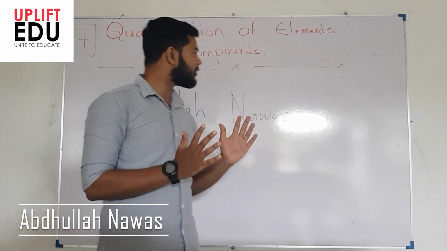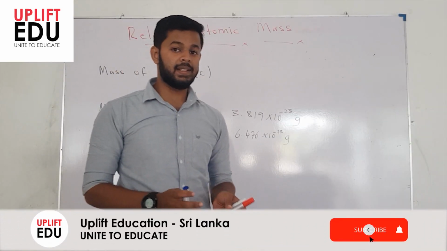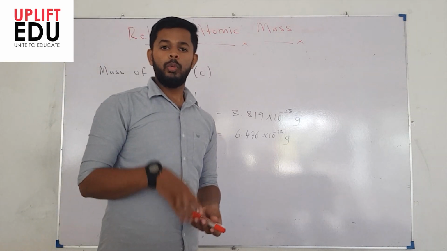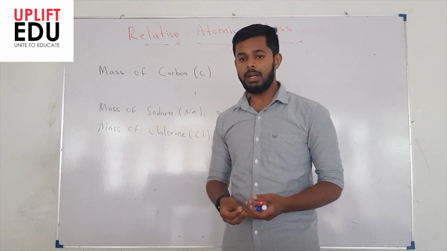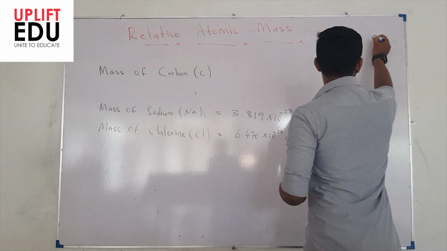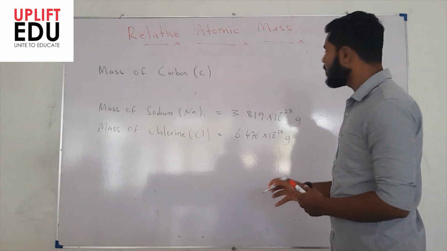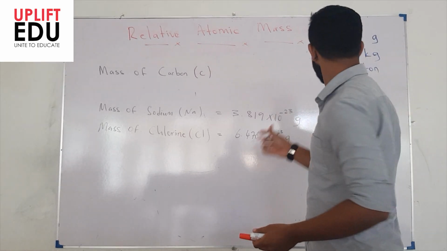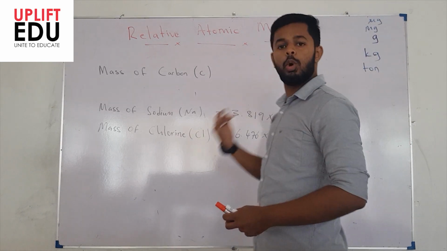Let's start the first subtopic, relative atomic mass. So students, in today's session, the first subtopic we are going to discuss is about the relative atomic mass. We know all objects have a certain mass, right? For example, certain masses we measure in grams, certain masses in kilograms, certain masses in tons, and some even smaller masses we can measure in milligrams, micrograms, and many other units.